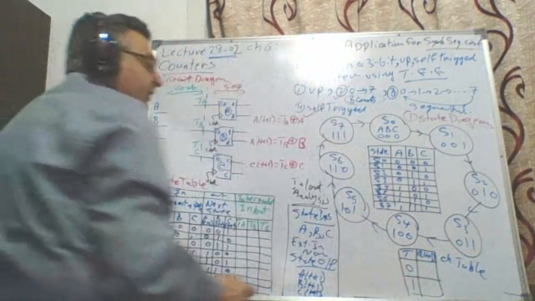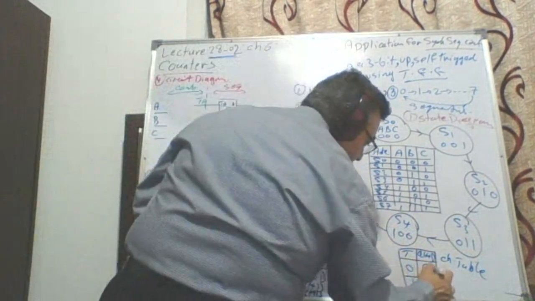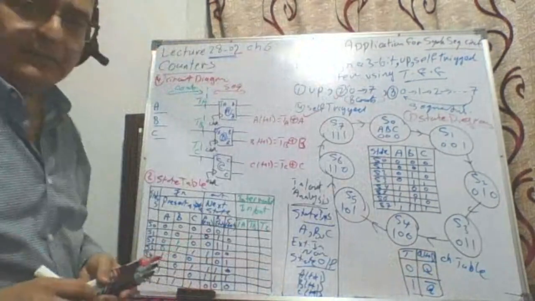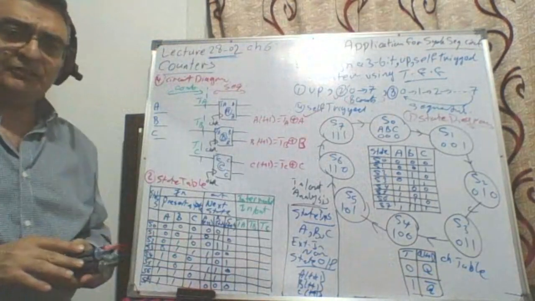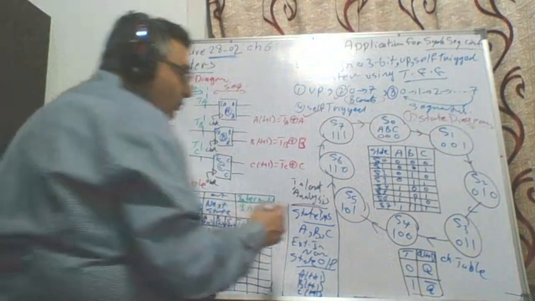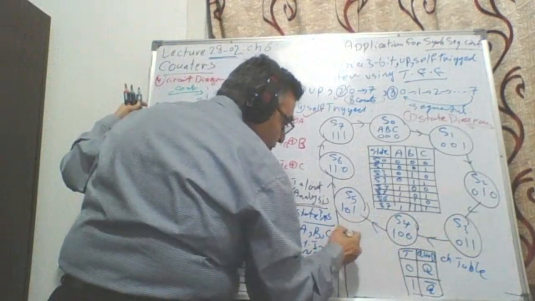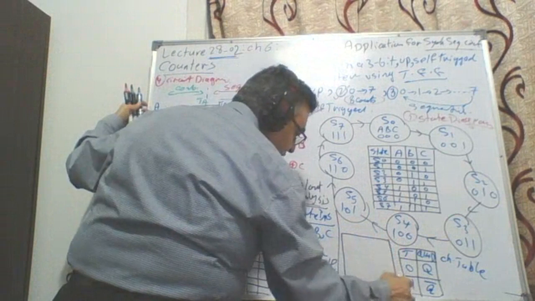If you still remember it, if T equals 0, I have Q. If T equals 1, I have Q bar. We already did that when we developed the T flip-flop. Now, I want to build another table from the characteristic table. It's called what? The excitation table.